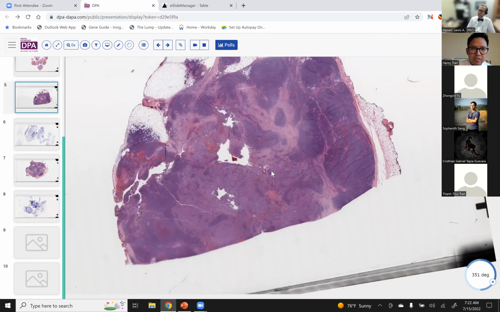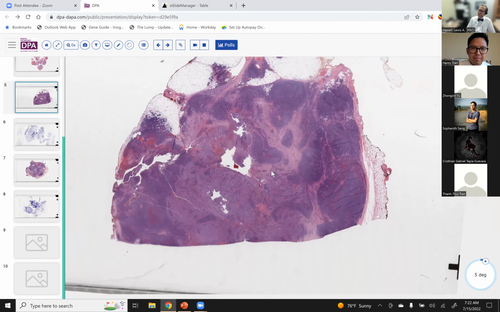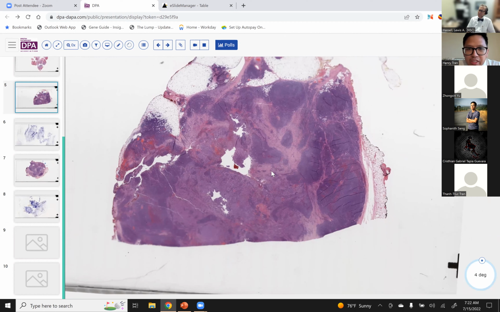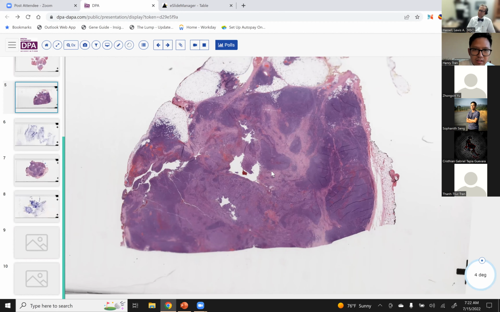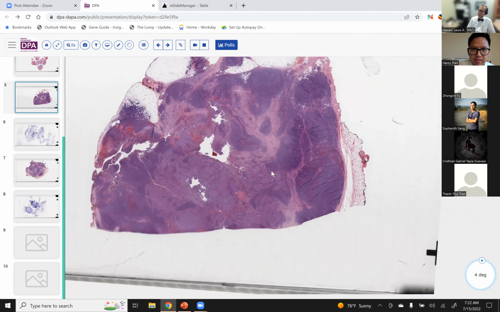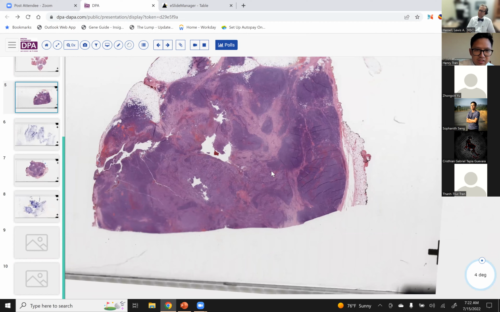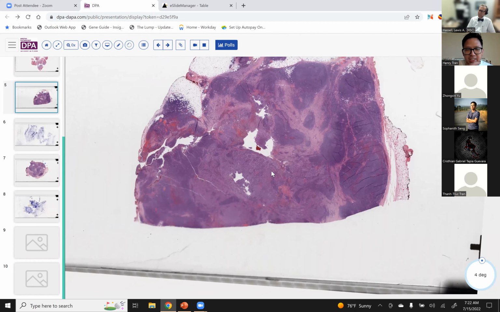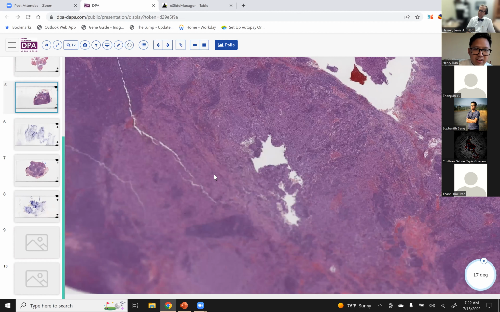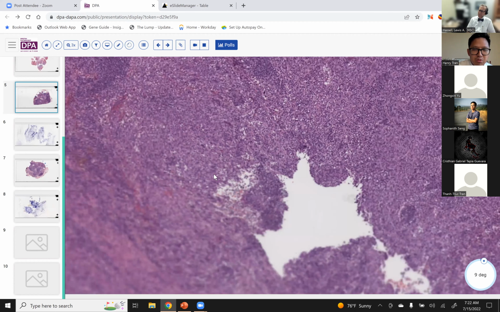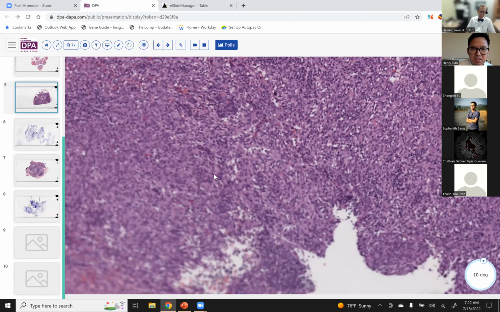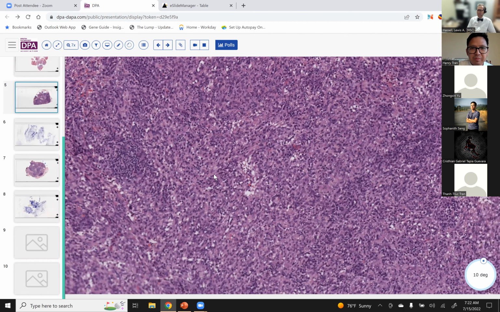So at low power, you can see that there is a lot of lymphoid tissue, especially around the periphery. So lots of lymphocytes. And then in the center, you see a little paler area that has a nodular proliferation. And if we go higher, we actually do see that this is the spindle cell proliferation here.